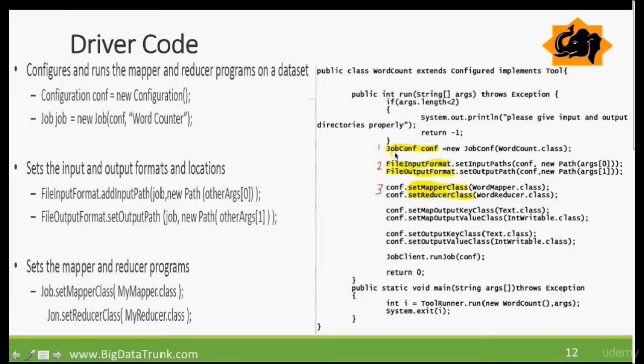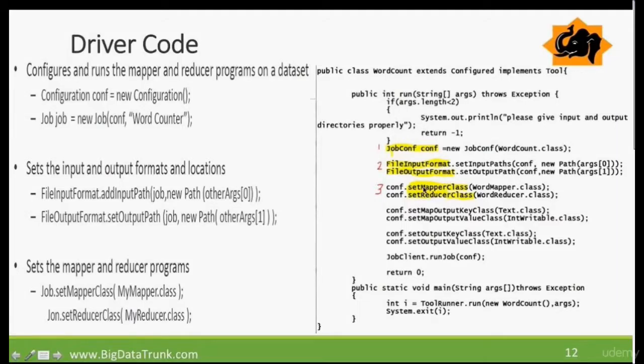The first piece is defining a job conf, which is an instance of this class that we are instantiating, defined over here. This is pretty much similar in most cases. Then the second part is defining the input and output formats and the locations. The actual arguments: where my data is going to sit as the input, and where my data is going to be as part of the output. That's what we are putting in this situation.